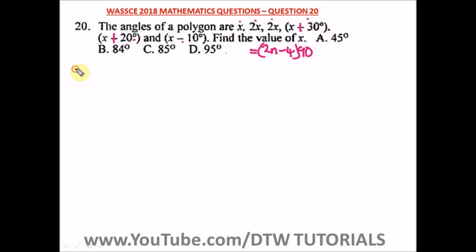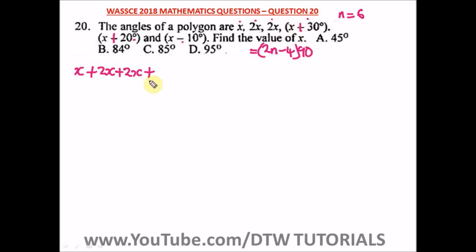So we have here x plus 2x, and remember that n is equal to 6, because it's a hexagon. It has 6 sides. So we have plus 2x, another 2x, plus, and let's just remove the bracket since it's a positive.